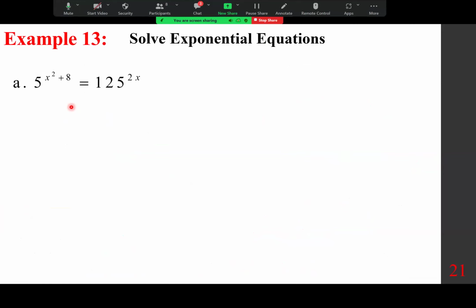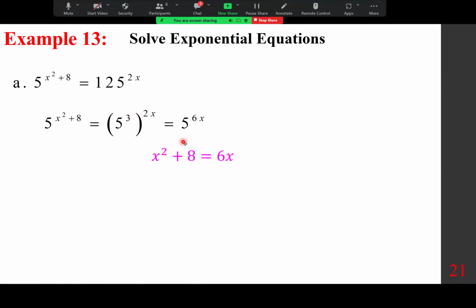Solve the exponential equation, 5 to the power of x squared plus 8 equals 125 to the power of 2x. And we're going to use the same technique that we used before. Can we come up with the same base for both sides? This one has base 5. We can't change it. But this one, 125, we can change it to 5 cubed. When we change this to 5 cubed, 3 times 2x gives us 6x. Now these two must be identical because we have the same base.